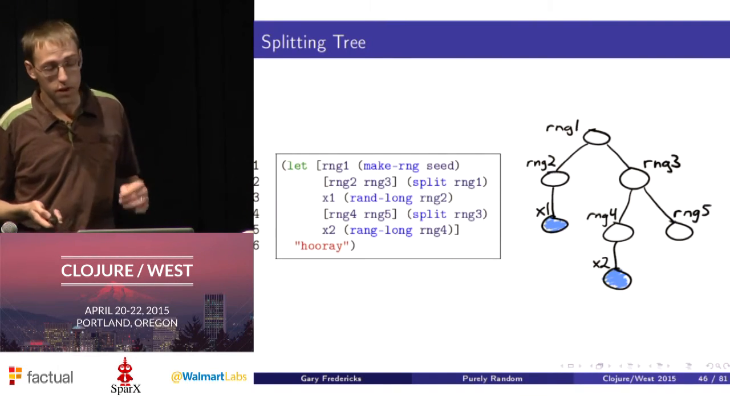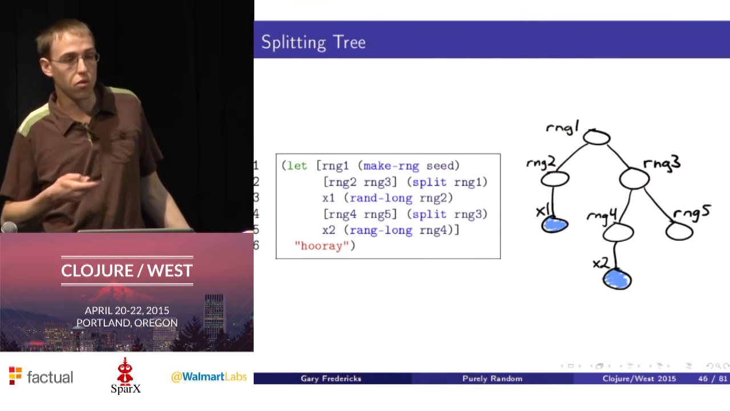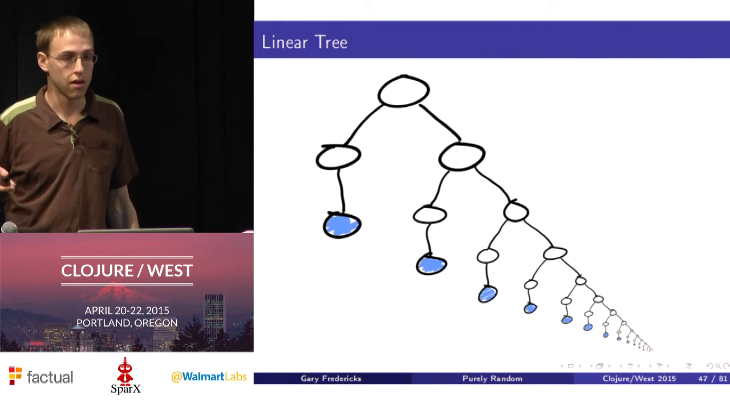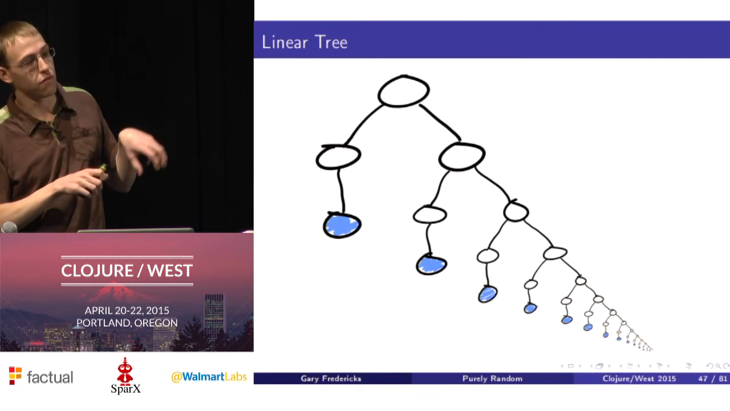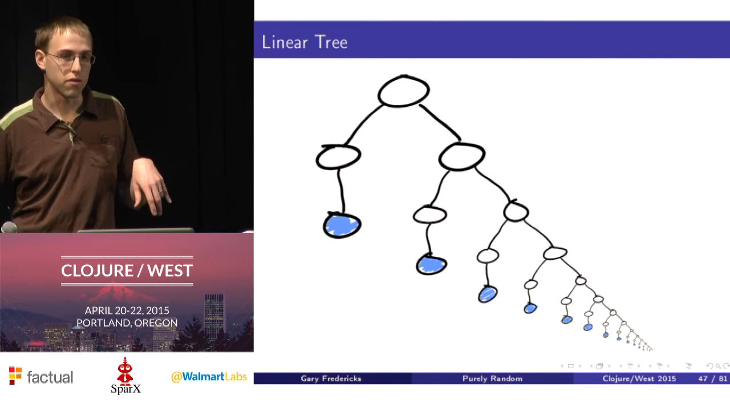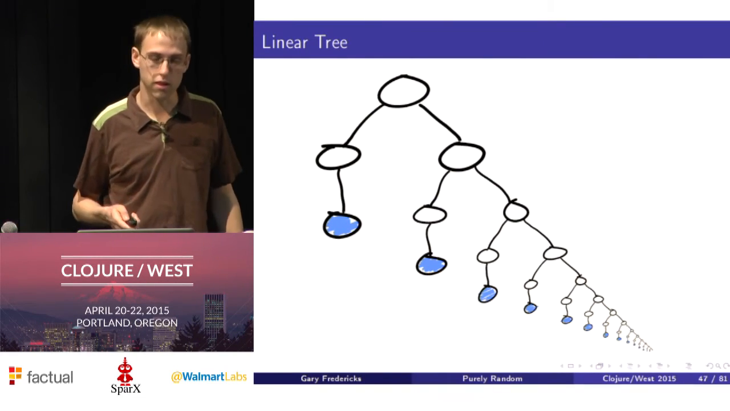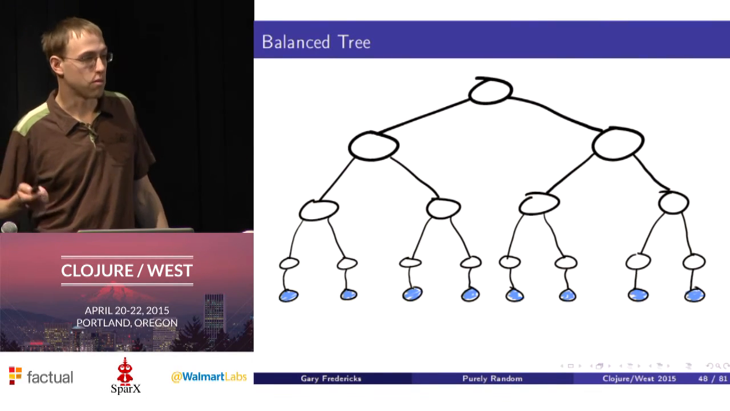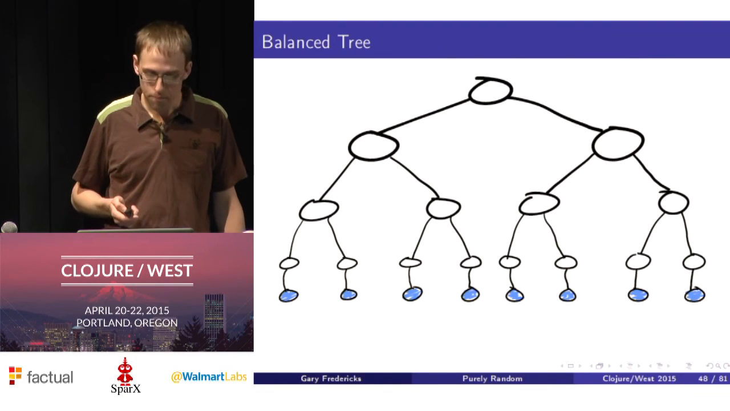There's a lot of different shapes of trees you can have. So if you are using your splittable generator in a linear kind of way, by taking a number from the left half and then splitting the right half and continuing down that way, you'll end up with a shape like this. You might have a more balanced shape. Probably you'll have something more irregular in a real program.